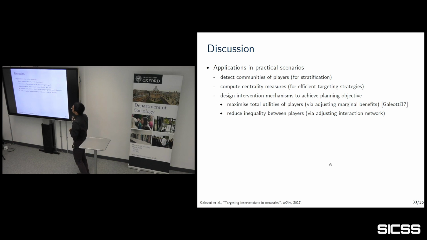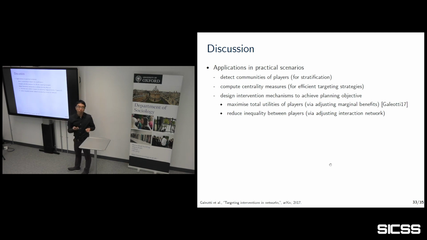So again, here, I think the interesting thing would be the application in practical scenarios. If you only observe the actions but not the network, then obviously if you can infer the network, you can use it to detect the communities, which is useful for stratification. You can compute centrality measures, which can help you to design targeted interventions. You can basically achieve planning objectives by looking at the network. So the two examples here could be, if you want to maximize the total utility of the players, then you can adjust the marginal benefits that you learned so that they are proportional to the eigenvector centrality, which is proven in this paper.